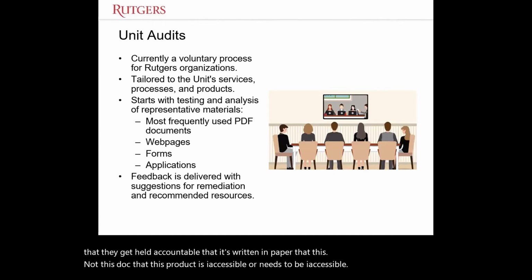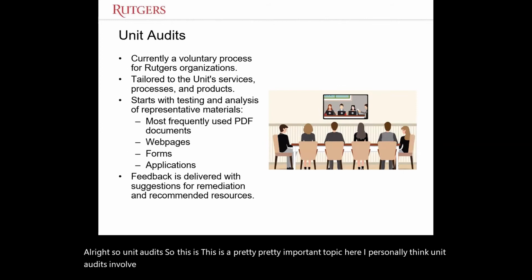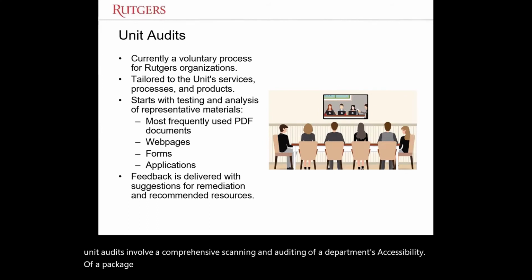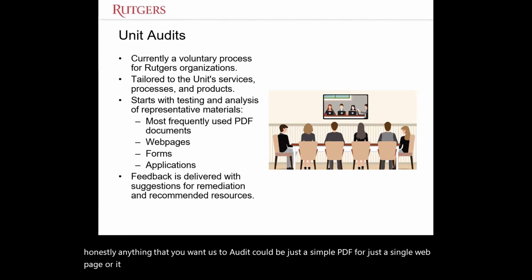All right, so unit audits. This is a pretty important topic here, I personally think. Unit audits involve a comprehensive scanning and auditing of a department's accessibility of a package of content or a web page. So it could honestly be up to you. It could be anything that you want us to audit. It could be just a simple PDF or just a single web page, or it could be an entire website or mobile application. It's a completely voluntary process.